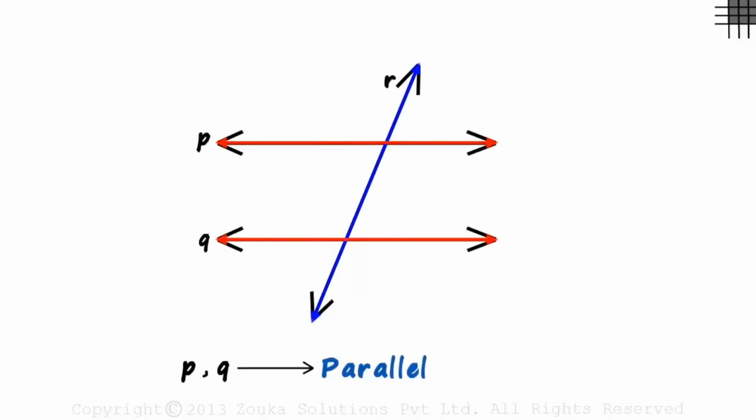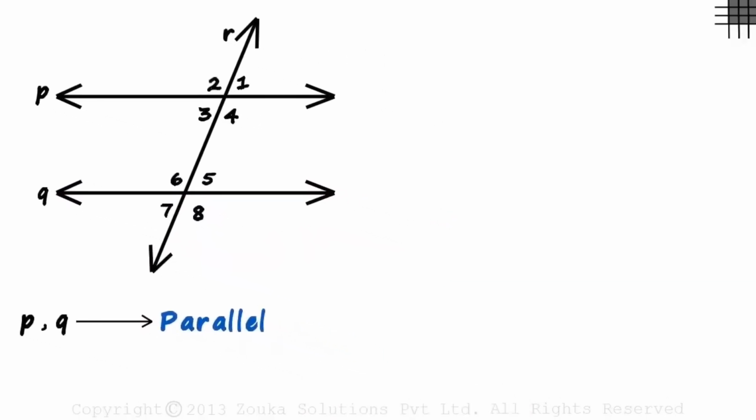lines. The transversal forms four angles with line P: angles 1, 2, 3 and 4, and four angles with line Q: angles 5, 6, 7 and 8. Let's move on to the first type of angles.